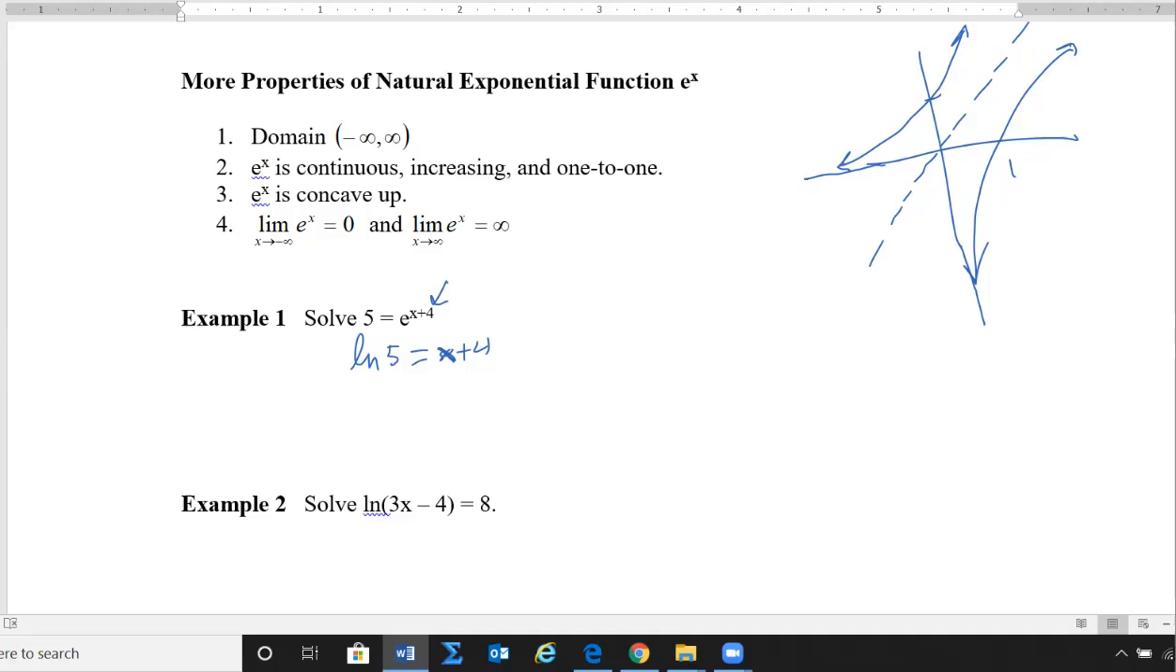That's using, remember, y equals e to the x, same thing as natural log of y equals x. So that's essentially what we just did. Now, solving for x, we'll have natural log of 5 minus 4 equals the x. So that's our answer for that one.